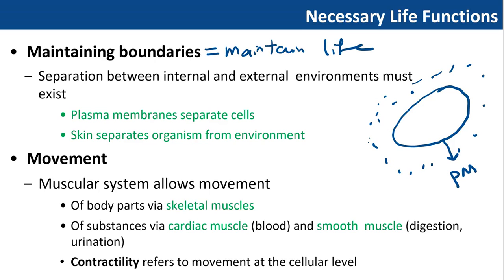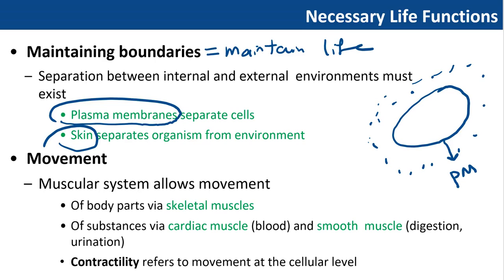We're going to separate our internal and external environment from each other by these boundaries. At the cellular level, there is the plasma membrane which is going to separate cells, and at the organismal level, there is skin which is going to separate the organism from the environment.